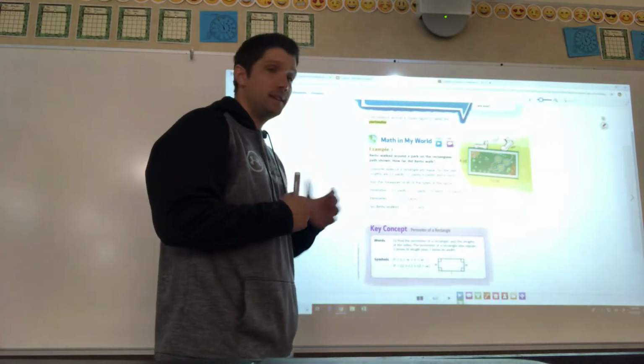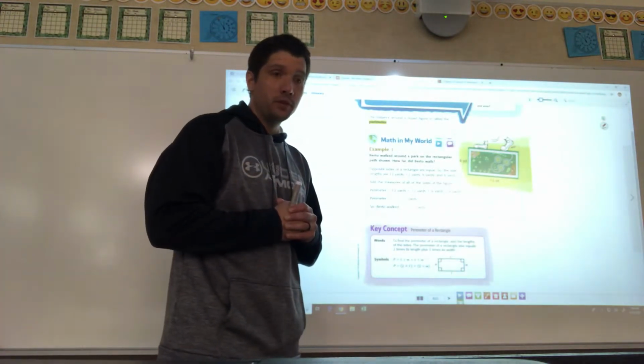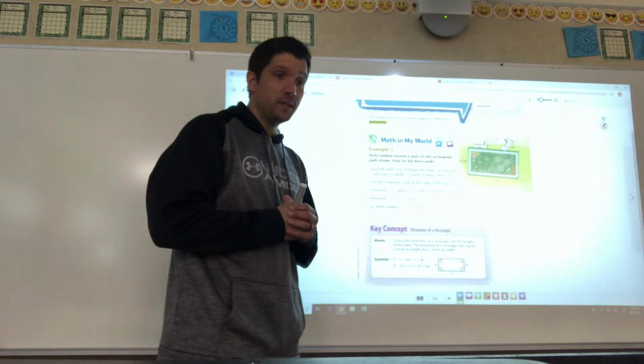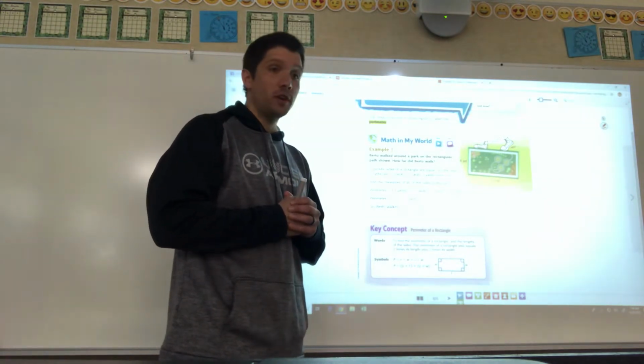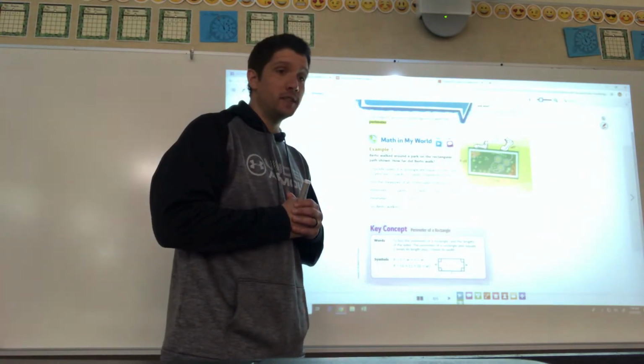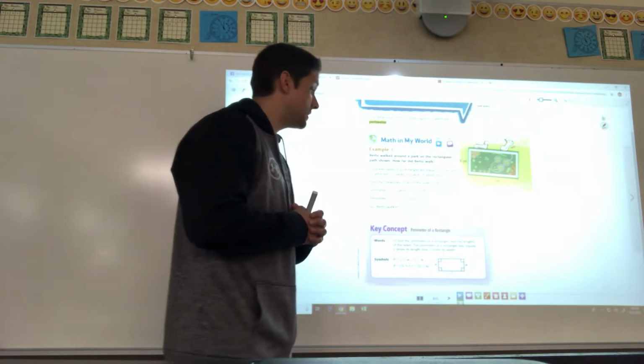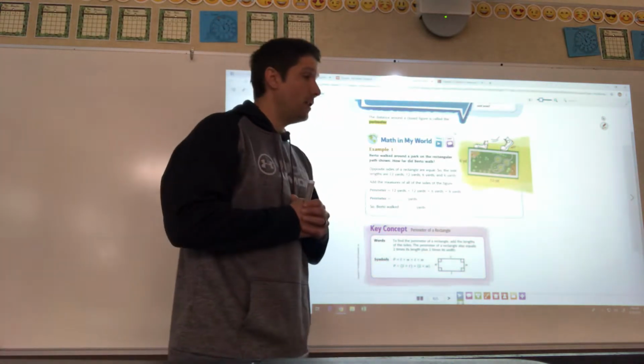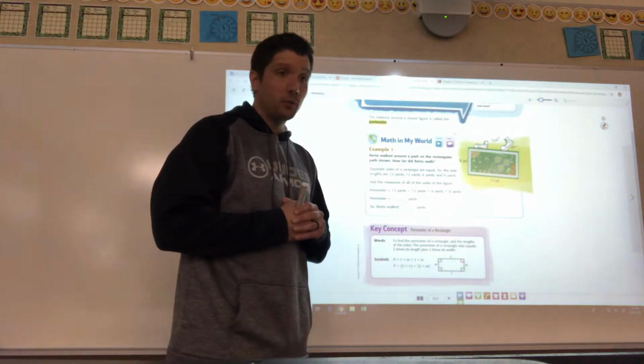As you guys can see, this probably looks pretty familiar to you. I'm here in the classroom today. We are starting on chapter 13, which is area and perimeter. And as you can see on page 825, we are starting by measuring perimeter.